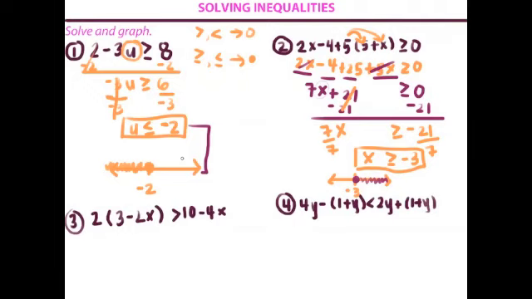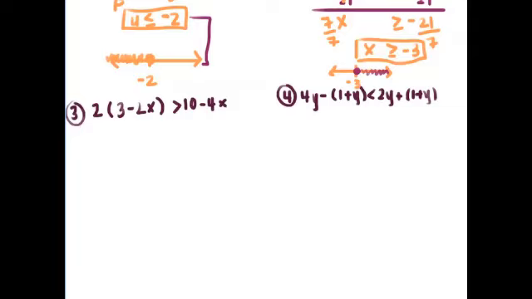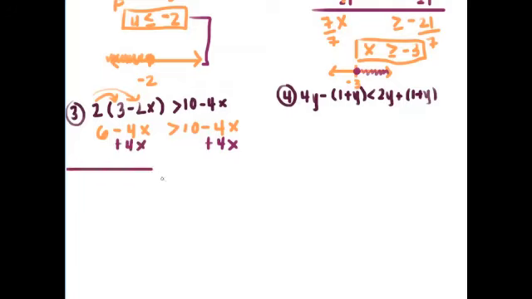I have the two special cases here that I want to go over, so let's go through number 3 now. Looking at this, gut reaction is to distribute, hopefully. So I have 6 minus 4x is greater than 10 minus 4x. Remember I told you to try and get the variables on the left side. So let's add 4x on both sides. On the left side, I have a negative 4x plus 4x, so that cancels. I have the same thing again here, that cancels too, so I don't even have any more variables.